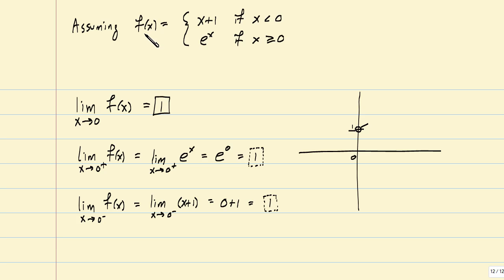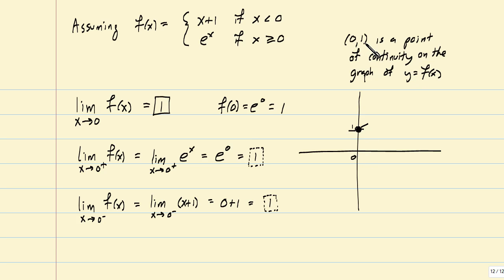f of 0 is e to the 0, because this condition applied. So f of 0 equals e to the 0, which is also 1, which means I need to fill this point in, which means I can draw this curve, at least right around 0, with a single continuous stroke of the pen. We have a point of continuity at x equals 0. More specifically, the ordered pair here, 0, 1, 0 again coming from here, 1 coming from here. That is a point of continuity on the graph of y equals f of x, where this is f. That's it. Value, graphical interpretation.